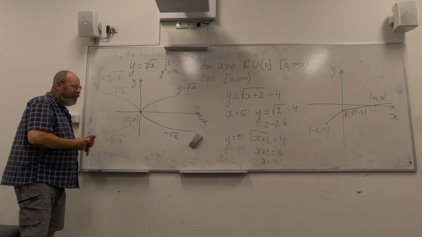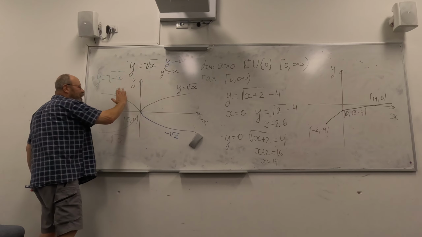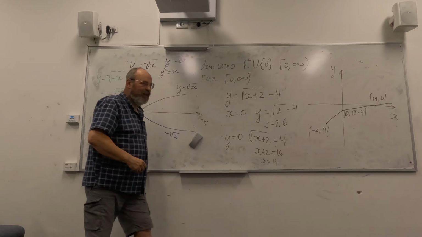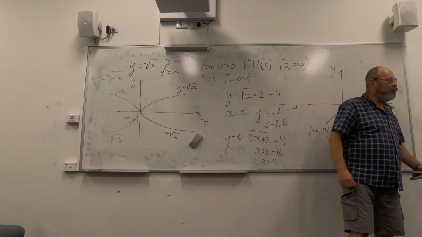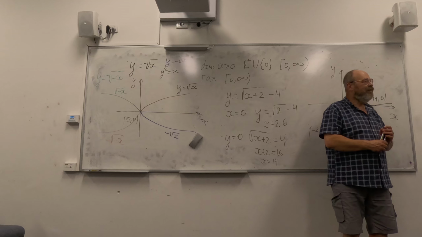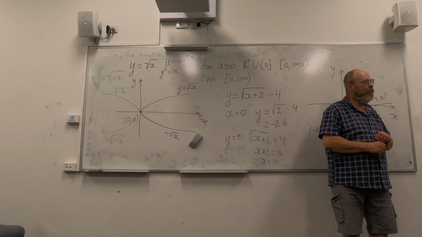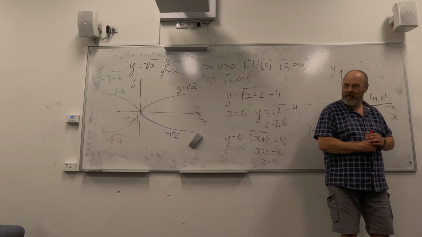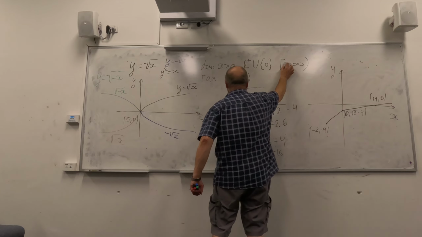We did the reflection in both the y and x-axis. So y equals square root of x, y equals square root of negative x is that one, and then negative square root of x, and then negative square root of negative x. Yes. Now, let's sketch the next graph.